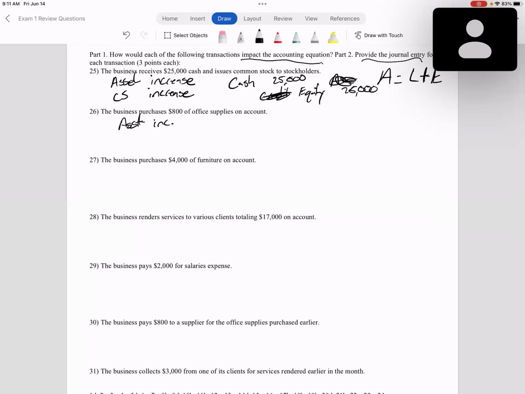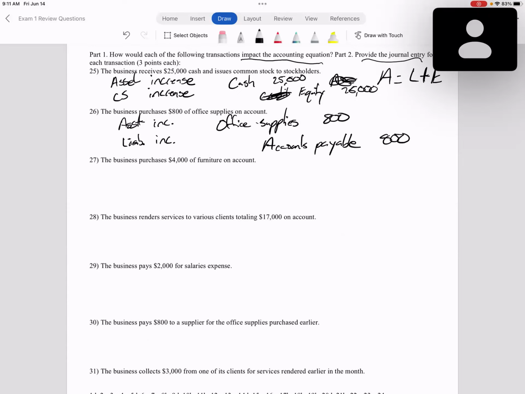So assets increase because we have office supplies. And then it's on account, so our liabilities also increase. Okay. And then the journal entry would be debit office supplies 100 and credit accounts payable 800. Okay. So that would be the answer, and that would be full credit.